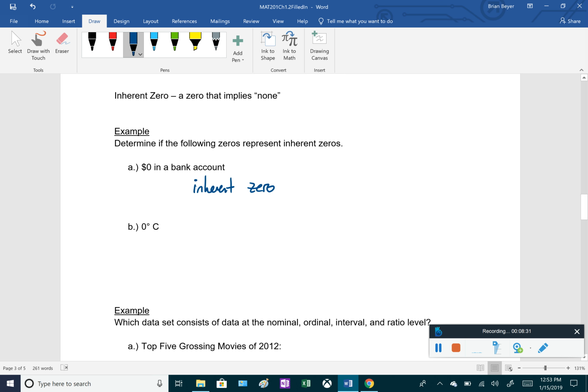And for the next one, for B here, if we have a temperature of 0 degrees Celsius, that does not represent no temperature. That's just on an interval. So this is not an inherent 0, because it does not represent none. So that would be the same case for 0 degrees Fahrenheit, obviously. However, if we had 0 Kelvin, 0 Kelvin would be an inherent 0, because that's the temperature scale representing no heat. So that would represent an inherent 0 for 0 Kelvin.